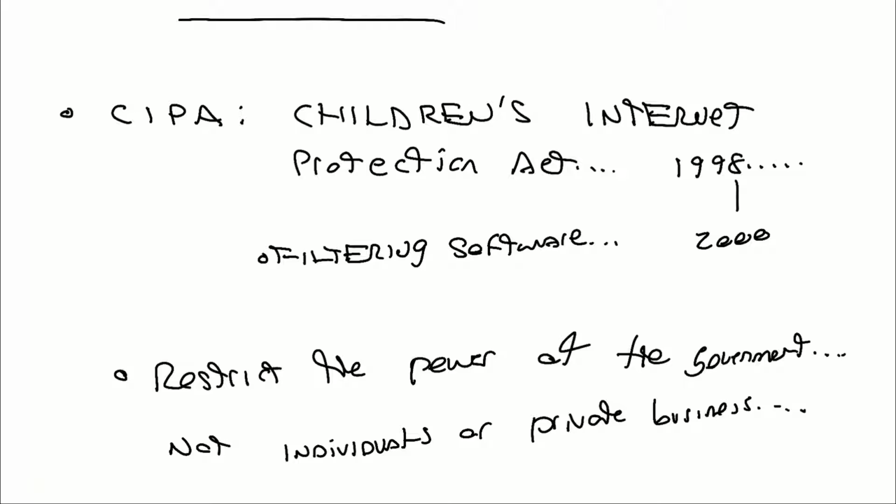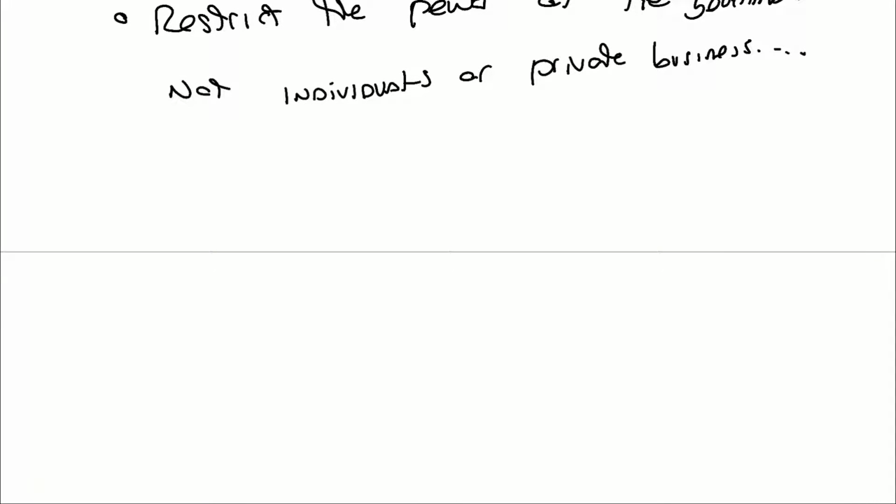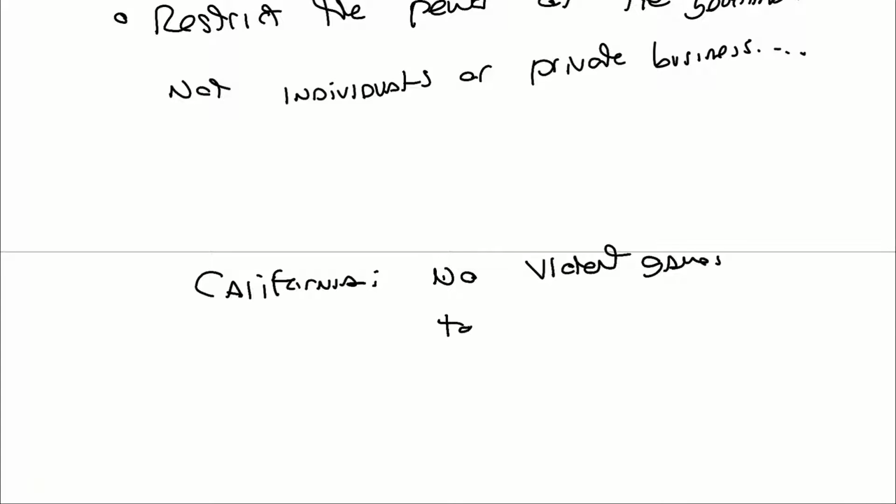Let's talk a little bit more about video games while we're at it, actually. Yeah. So, there was another case with video games where California created a law that banned the sale or rental of violent video games to minors. Okay, so California was like, no violent games to minors.